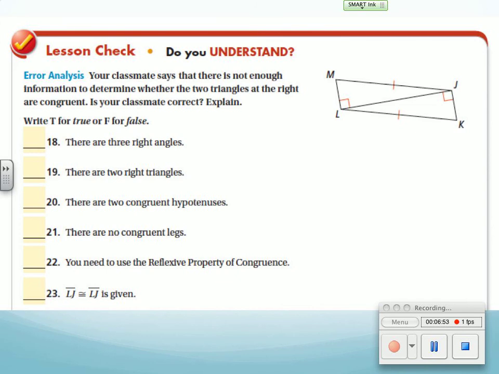So let's look at our lesson check. I told you it's a quick lesson. Your classmate says there is not enough information to determine whether the two triangles at right are congruent. Is your classmate correct?